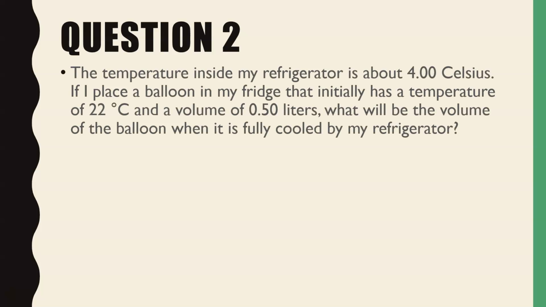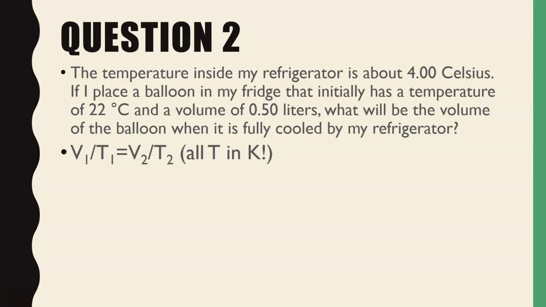Once again, our question is remaining the same. But when I read through my question, I'm told about a temperature, 4 degrees Celsius. I'm then told about another temperature, 22 degrees Celsius, and I'm told about a volume, 0.5 liters. I'm then asked, what will the volume be? So I'm given 2 temperatures, a volume, and asked about a volume, which means I'm using V1 divided by T1 equals V2 divided by T2.